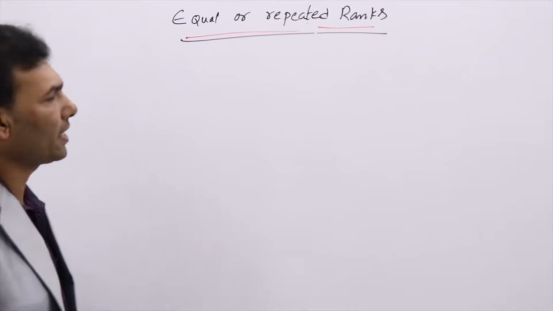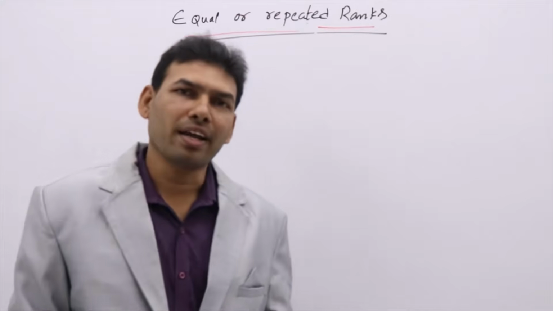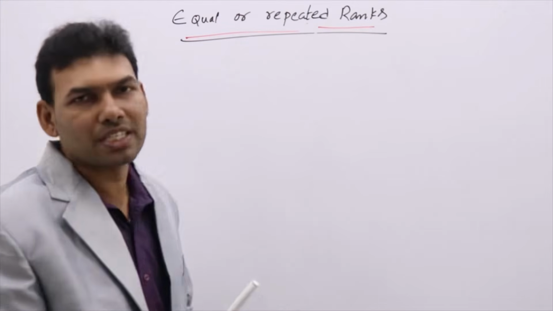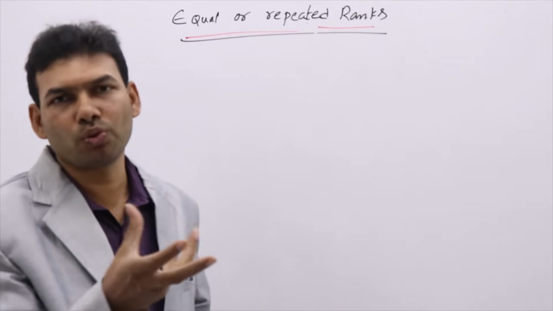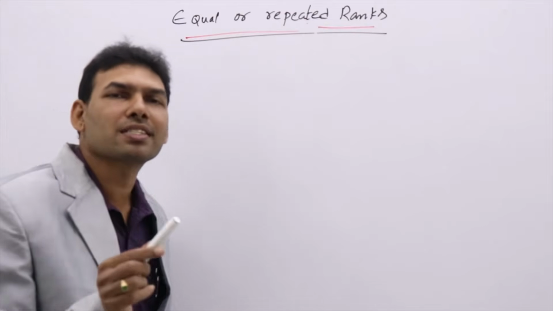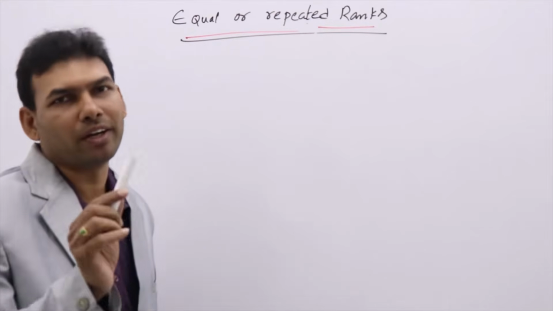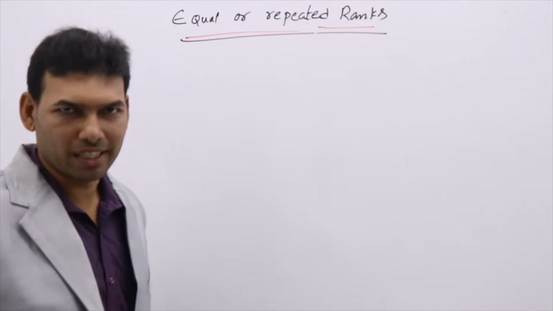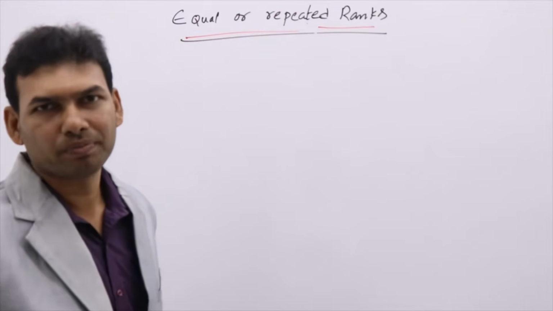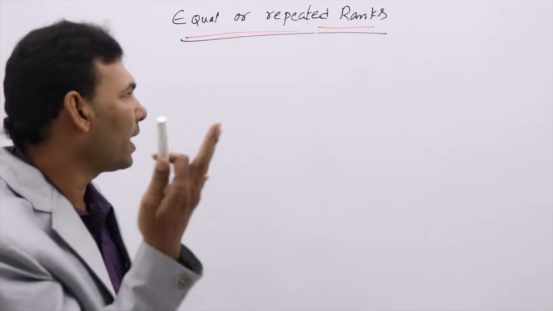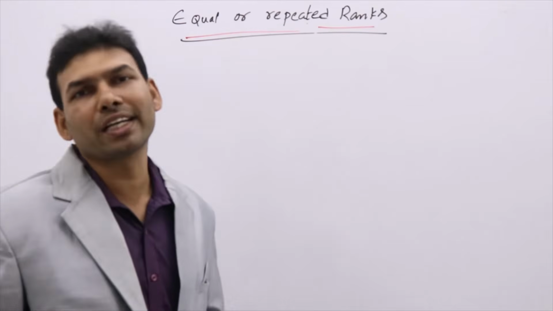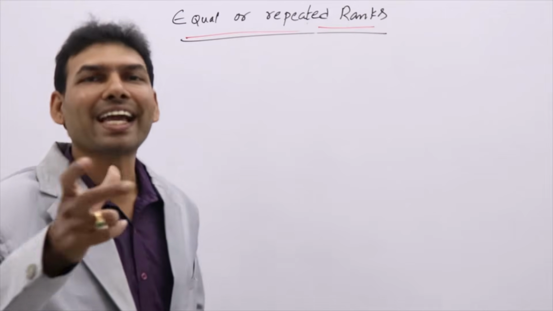Equal or repeated ranks. Whenever ranks are repeated, or whenever we need to give the same rank for two numbers, two persons got the same rank. In that case, Spearman's rank correlation coefficient technique breaks down. We cannot apply that rank correlation coefficient. If you apply, you may get wrong results. The ranks will be more than the numbers. In that case, we are going to use some other technique to give the rank by taking the average.